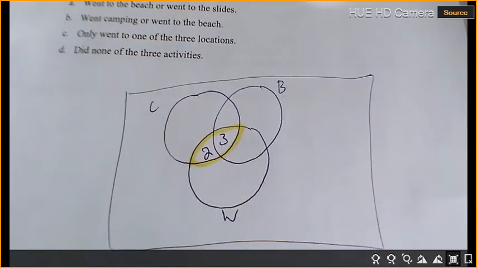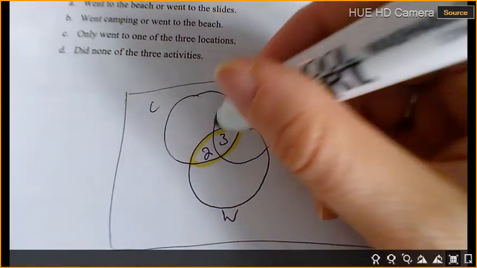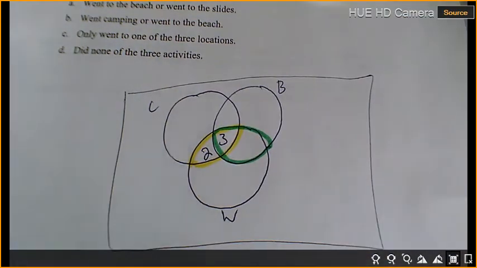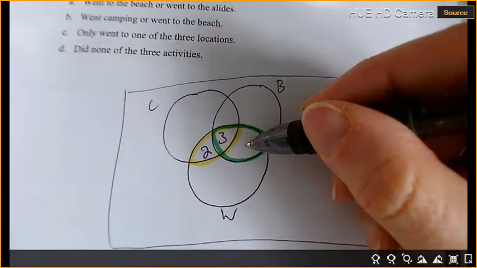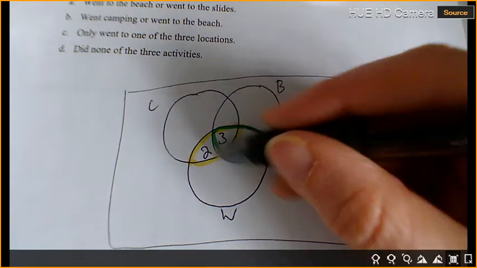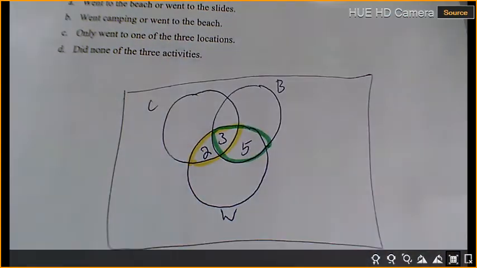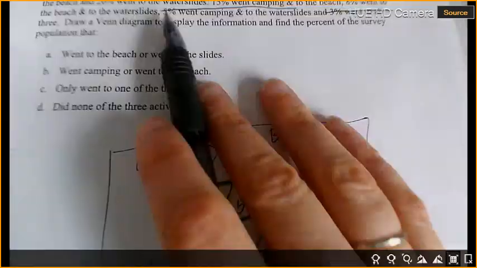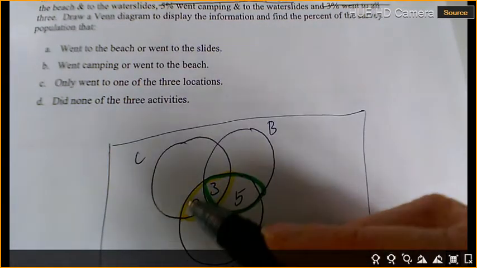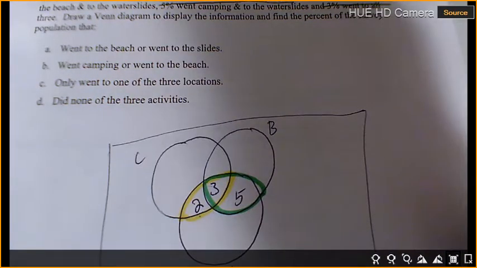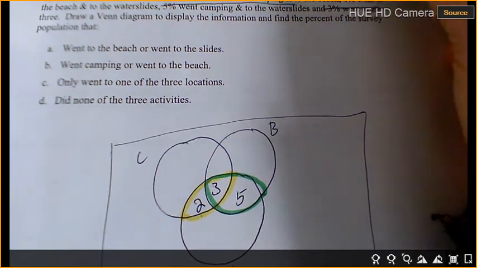To the beach and the water slide. Beach and water slide, which should be this area right here, I need to have 8%. So how much needs to go right here to make this whole total 8%? 5, right? We've got a 3. We need 5. Okay. So it says 5% has to go in that yellow area. We already had a 3, so we needed 2 more. Yes, because we needed to make 8.